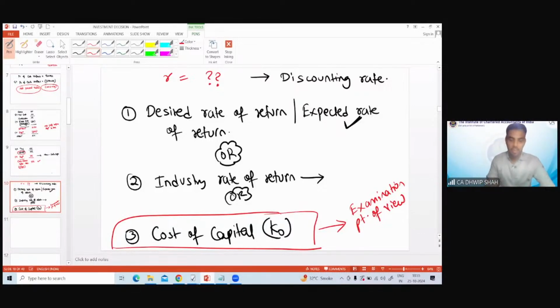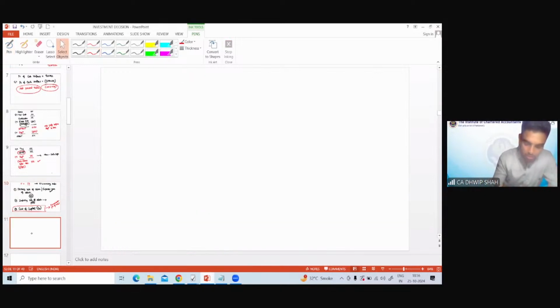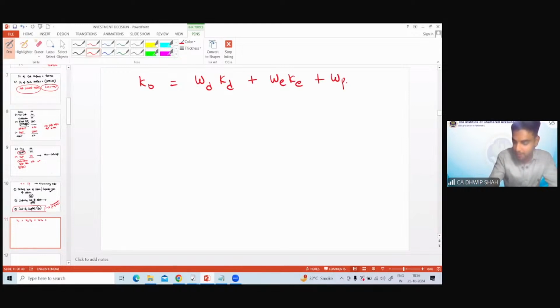Are you getting this? And how do we calculate KO? It is nothing but weight of debt, cost of debt, plus weight of equity, cost of equity, plus weight of preference, cost of preference, plus weight of reserves and cost of reserves. So all the sources of capital would bear some weight and would have some cost. And that's how you calculate cost of capital, correct?